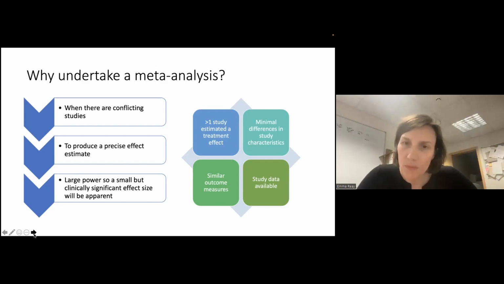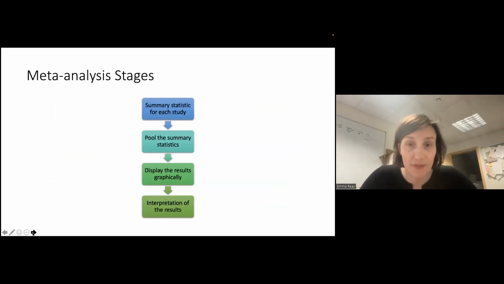You need more than one study within a meta-analysis to estimate a treatment effect. And you need to have similar outcome measures. You need to be able to assess what study data each study has and how the studies have undertaken their data analysis, and also know whether or not there are minimal differences in study characteristics to be able to actually undertake a meta-analysis.